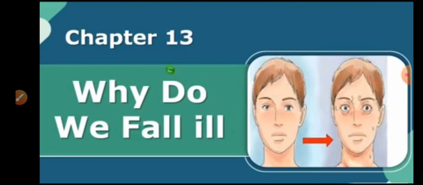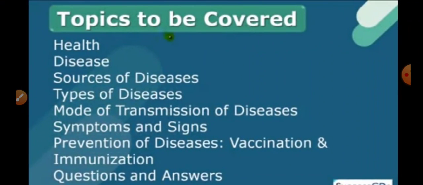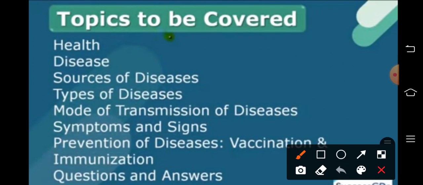As you know, in this chapter we will discuss health, disease, sources of disease, types of disease, mode of transmission of disease, symptoms and signs, and prevention of disease, that is vaccination and immunization. After that, we will discuss the question answers of this chapter.